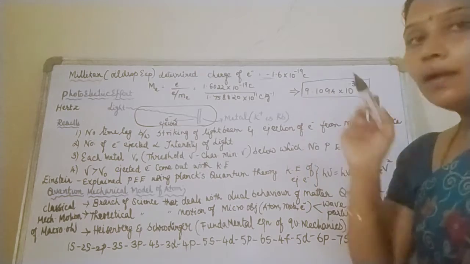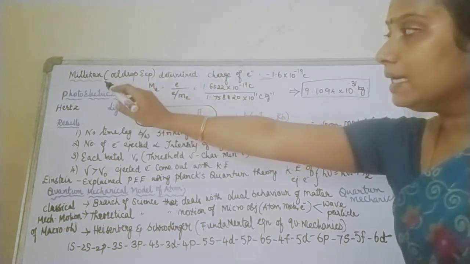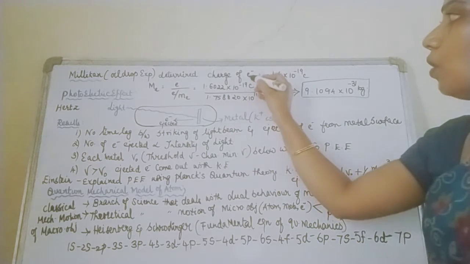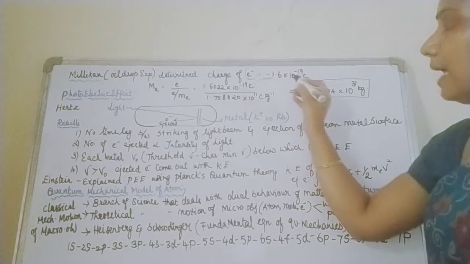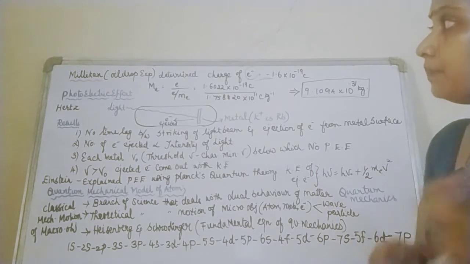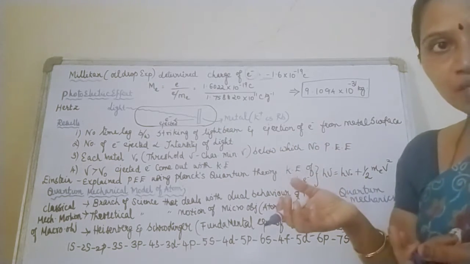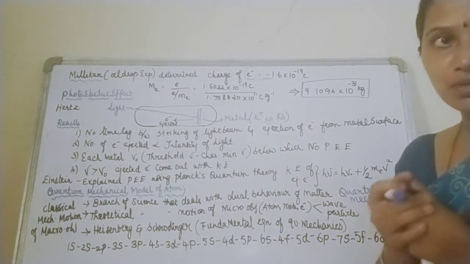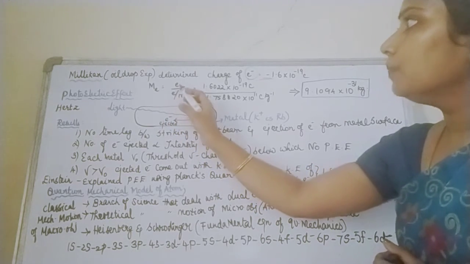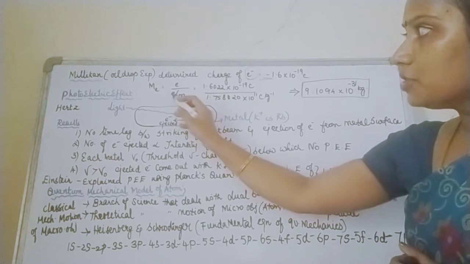Okay, now what is the mass of the electron? We identified that Millikan, through the oil drop experiment, determined the charge of the electron as 1.6 into 10 power minus 19 coulombs. Now what happens to the mass? Because my objective is to determine the charge by mass ratio. What is the mass, children? The mass of the electron is equal to the charge of the electron divided by the charge by mass ratio.